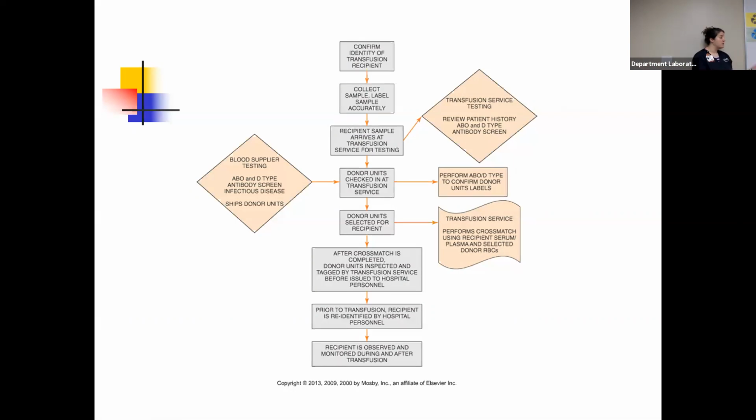And then when the nursing staff is ready, the processing staff will pull that unit and go through the issuing process. Okay, send it up to the floor.